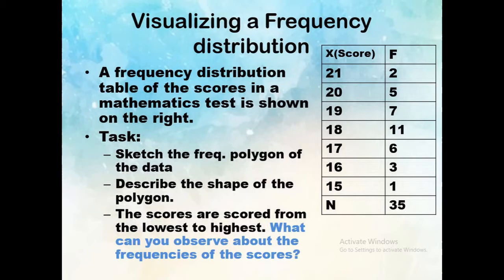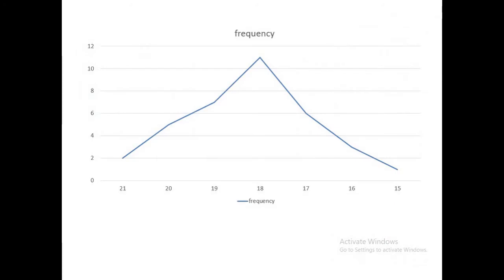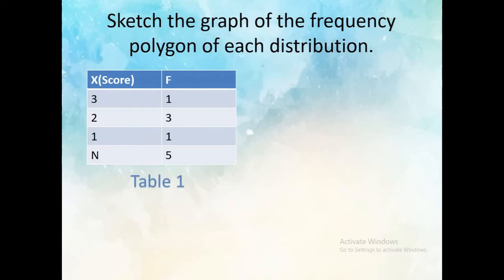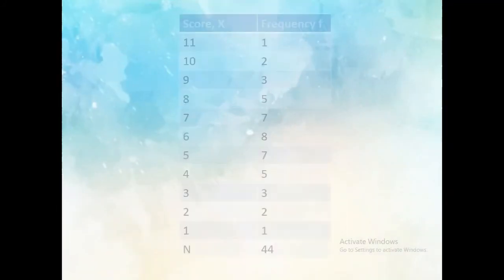Now the scores are sorted from lowest to highest. What can you observe about the frequencies of the scores? Now here is the frequency polygon that is based on the table. Now let's sketch the graph of the frequency polygon of each distribution. For table 1, table 2, and table 3.